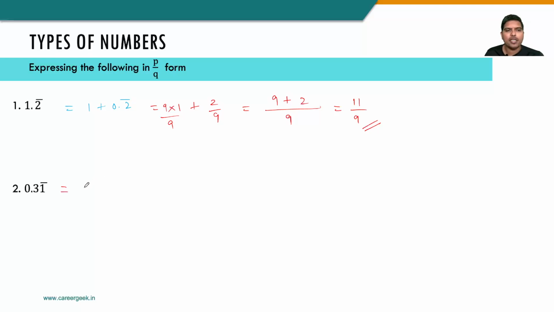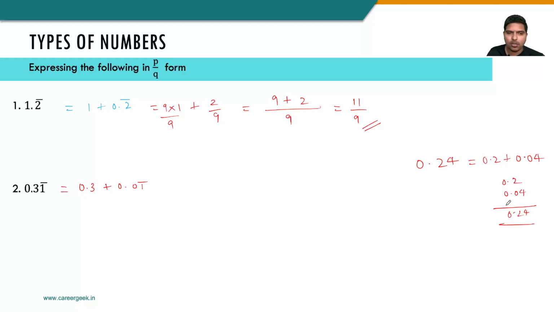Okay, so 0.031 bar. Now the important thing is to separate the recurring part and the remaining part. Now we can see that only 1 is recurring, right? So how do I write this? 0.03 plus 0.001 bar. So for example, how do we separate 0.24? 0.2 plus 0.04, right? So when we add this, we get 0.24. So I hope this is clear how to add.